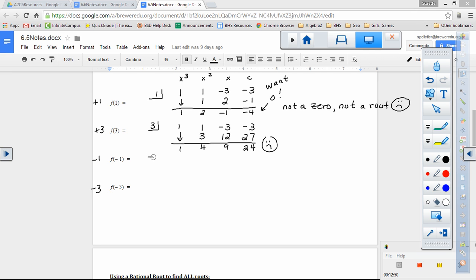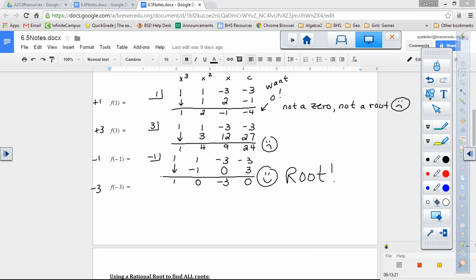Let's try negative 1. I'm squishing up my space here. All right, so there are my coefficients. Let's plop this in here. Drop down the 1. 1 times negative 1 is negative 1. Negative 1 plus 1 is 0. 0 times negative 1 is 0. Add them up. Negative 3. Negative 3 times negative 1 is positive 3. Positive 3 and negative 3 is 0. We just found a root.